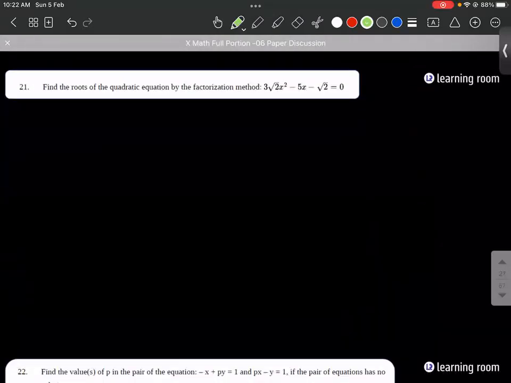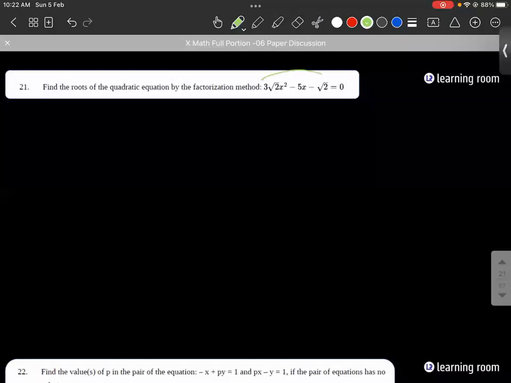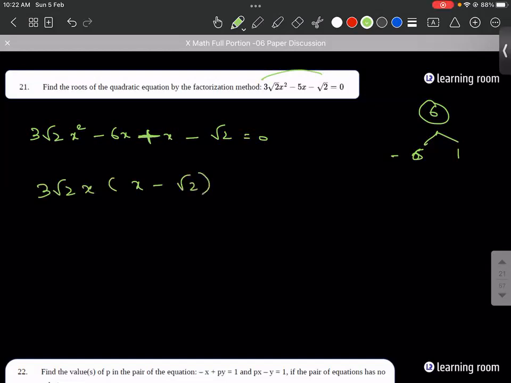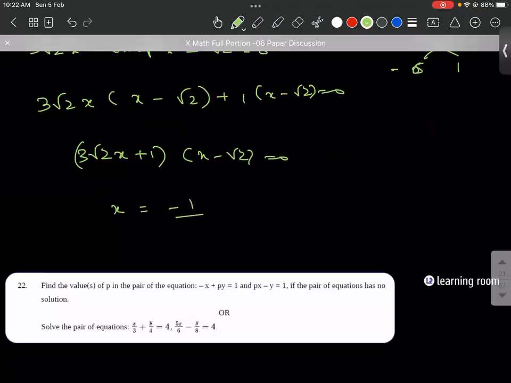Find the roots of the quadratic equation by factorization method. So 3 root 2 into root 2 is how much? 6. So for 6, what are the factors? 6 and 1. So you can make it as minus 6 and 1. So 3 root 2 x square minus 6x plus x minus root 2 is equal to 0. So if I take out 3 root 2 x outside into x minus root 2 plus 1 into x minus root 2 is equal to 0. So 3 root 2 x plus 1 into x minus root 2 is equal to 0. So x will be equal to minus 1 divided by 3 root 2 and x is equal to root 2. That's the answer.